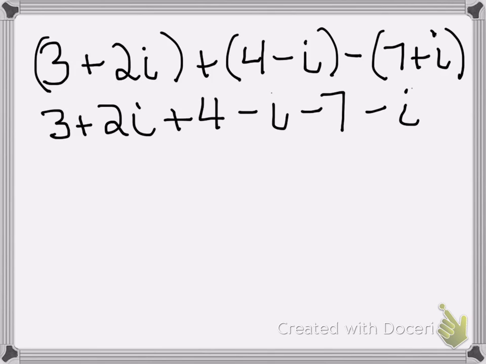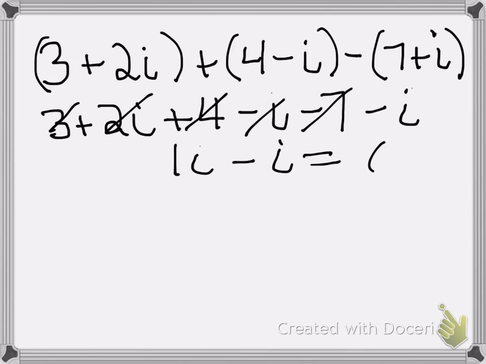And then I'm going to put my like terms together. I'm going to go ahead and do my constants first. 3 plus 4 is 7, minus 7, so all the constants go away. And then we'll put in the i's: 2i minus i, well that's 1i, and then minus i, so that just goes to 0. So that's simplified all the way down. So adding and subtracting is really, really easy. It's not very hard at all. Just treat it like it was a regular variable.